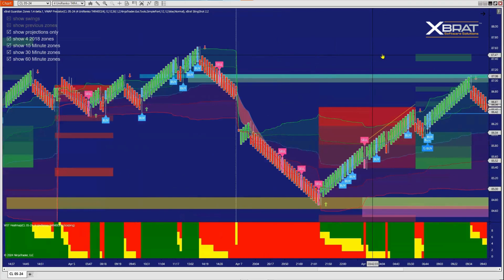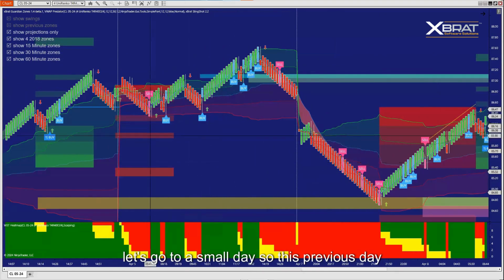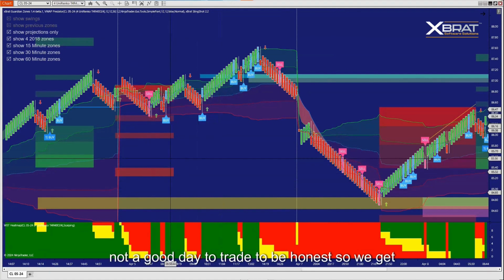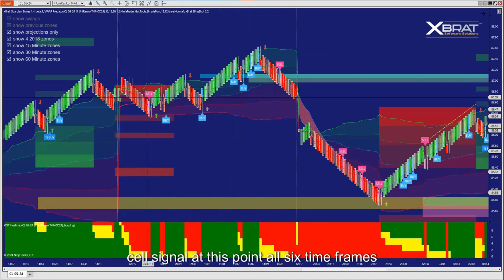Okay, let's go to a small day. So this previous day, there wasn't a lot going off. Probably not a good day to trade, to be honest. So we get a sell signal at this point. All 6 time frames are red. Okay. But we don't have a confluence strategy here. We don't have a sell signal from the Slingshot. We get a buy signal. All are green. Okay.